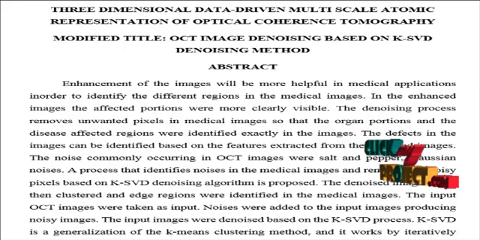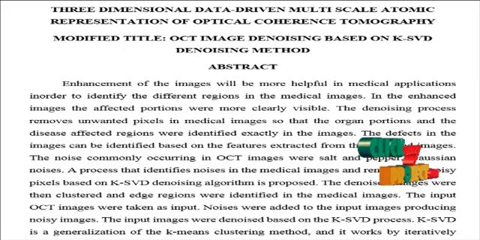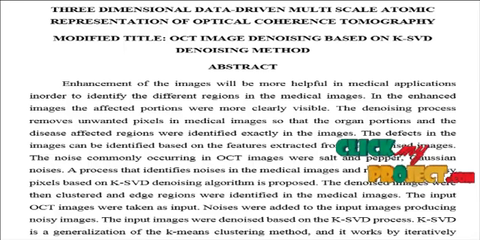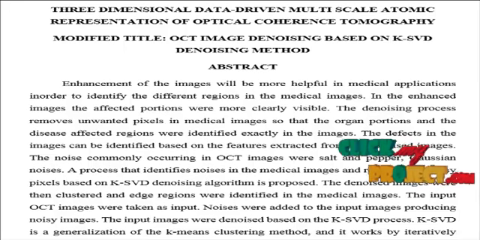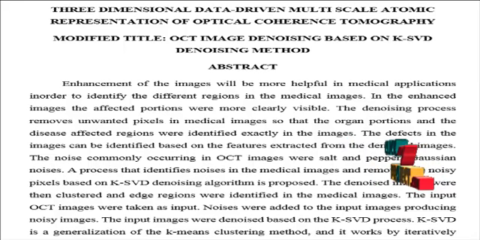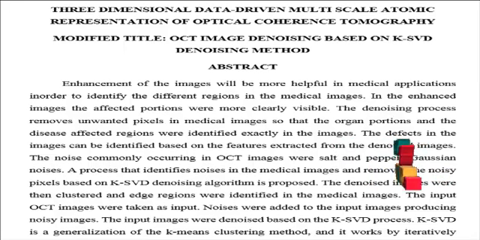The defects in the images can be identified based on the features extracted from the denoised images. The noises commonly occurring in OCT images are salt and pepper noise and Gaussian noise. A process that identifies the noises in the medical regions and removes the noisy pixels based on the KSVD denoising process is proposed. The denoised images are then clustered and the edge regions are identified in the medical images.